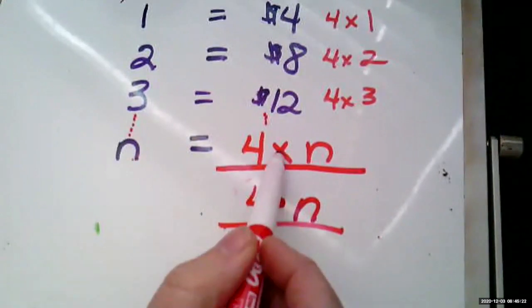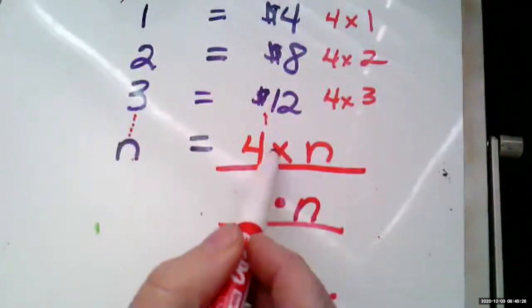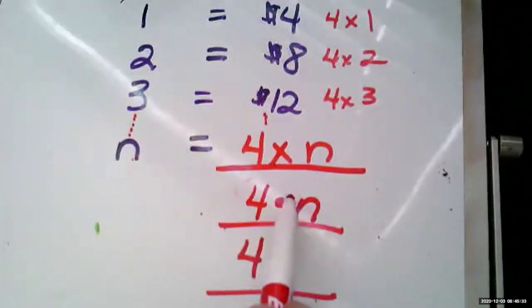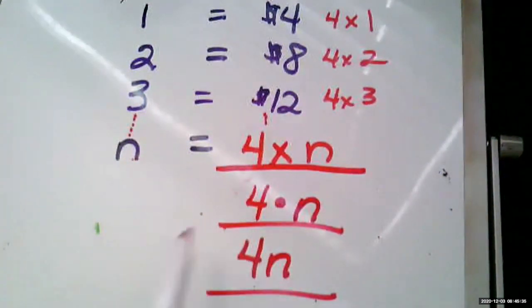You can put the times in the middle, but we're going to start getting away from that a little bit more when you're using variables, so you don't mistake the x for multiplication or the multiplication for an x. You'll see dots for multiplication, and you'll see these 2 items right next to each other, a number and a letter next to each other. The number and the variable means multiply.